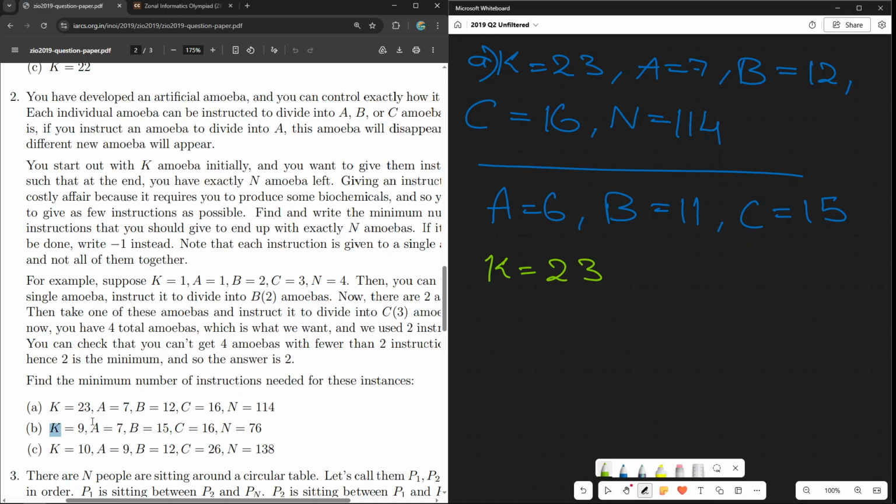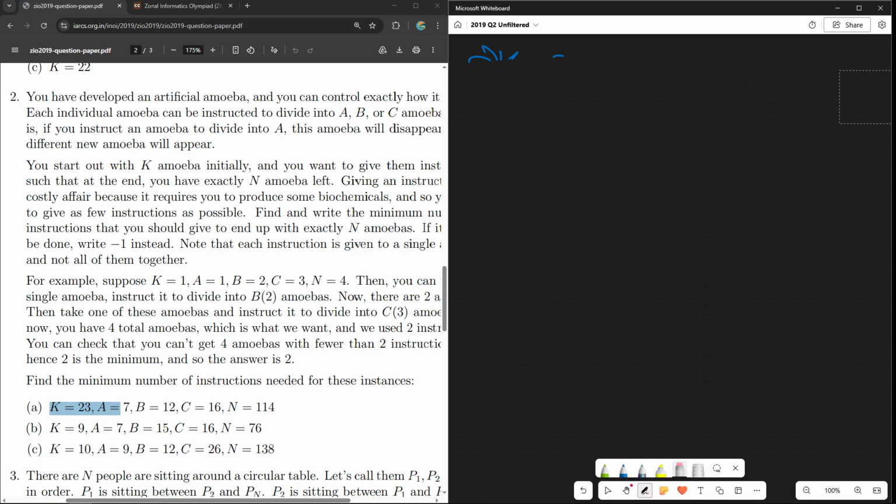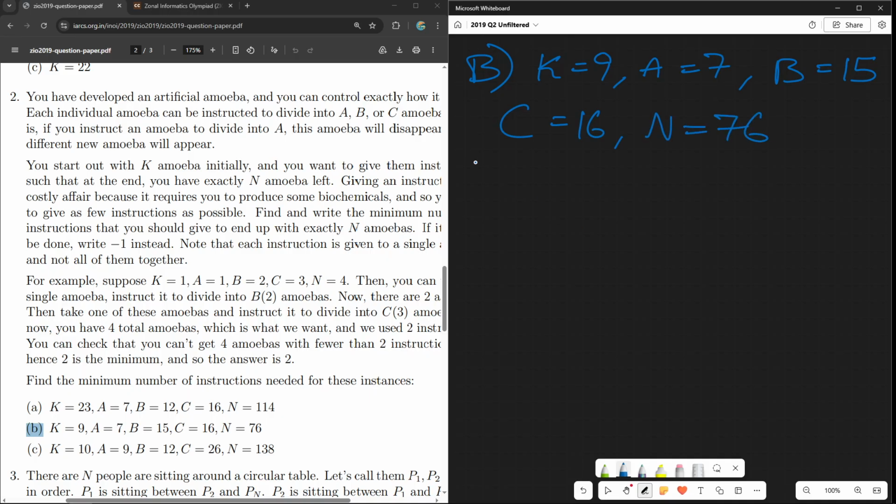Or we can go with lower values first, and then go for higher values, and then go for the biggest value. I think that's a better approach, because higher values are a lot more difficult unless you know the formula or the trick, right? So we'll go with B, K equals 9, A equals 7, B equals 15, C equals 16, and the final result should be N equals 76, right?